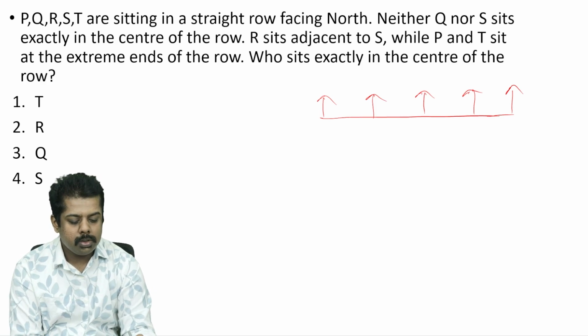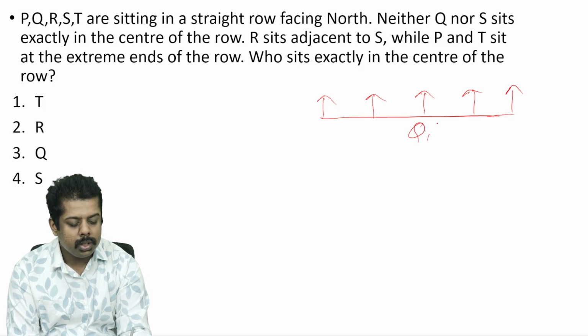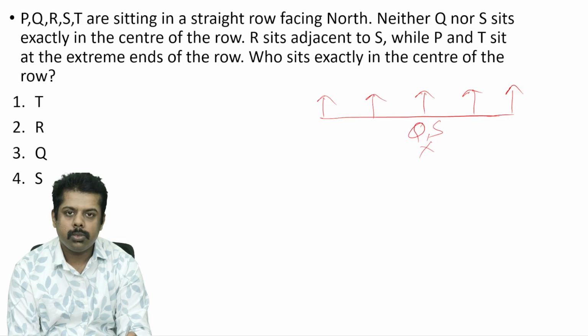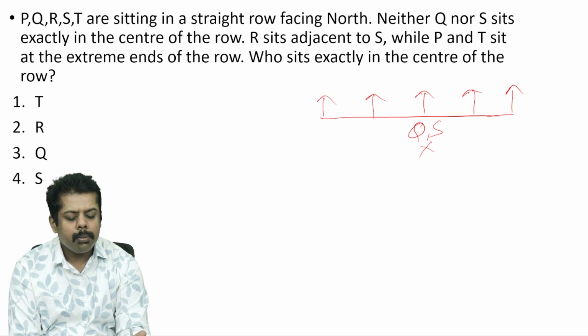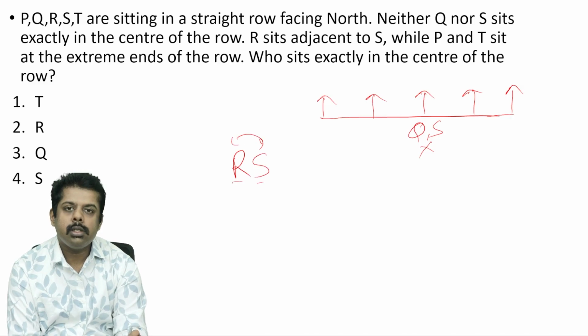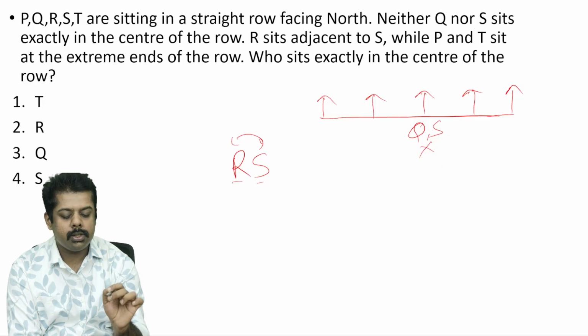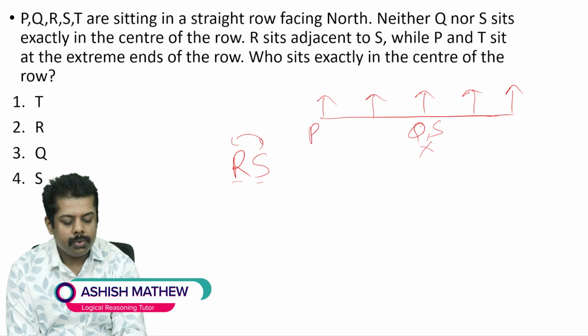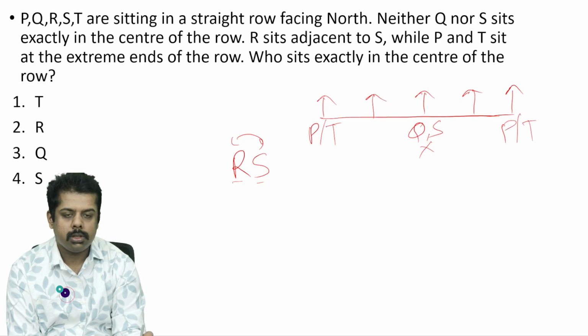Now going through the points, the first point says that neither Q nor S sits in the center. So we can note down that Q and S are not sitting in the center. Another point: R sits adjacent to S. That means R and S are neighbors, sitting adjacent. Then P and T are sitting at the extreme ends. We don't know exactly which position, but we can place P and T in this fashion.